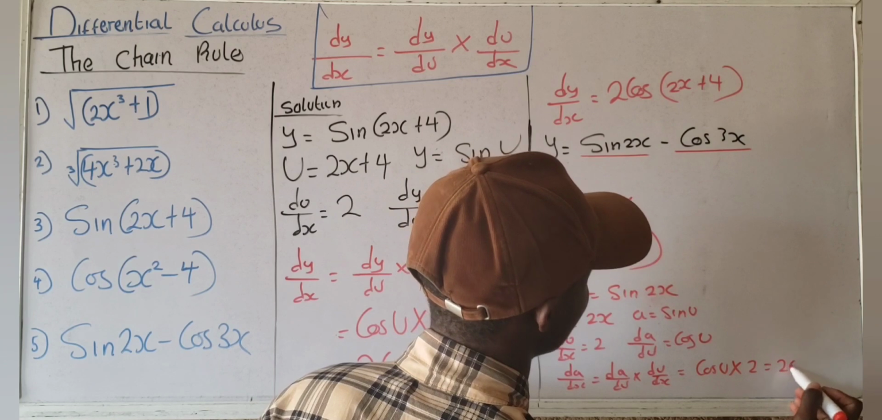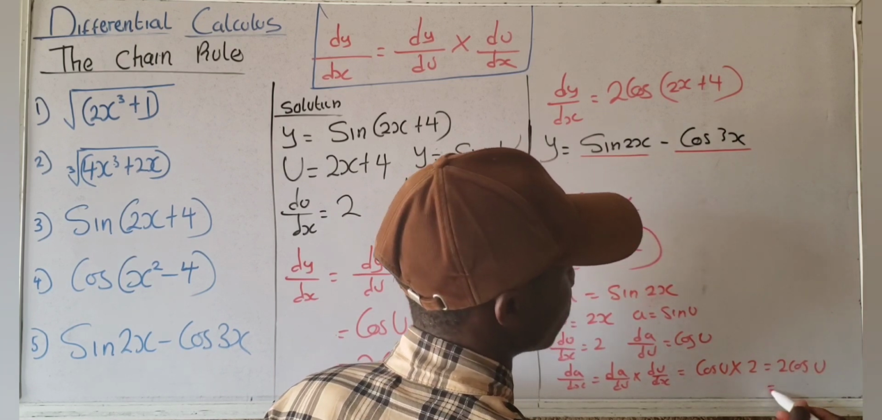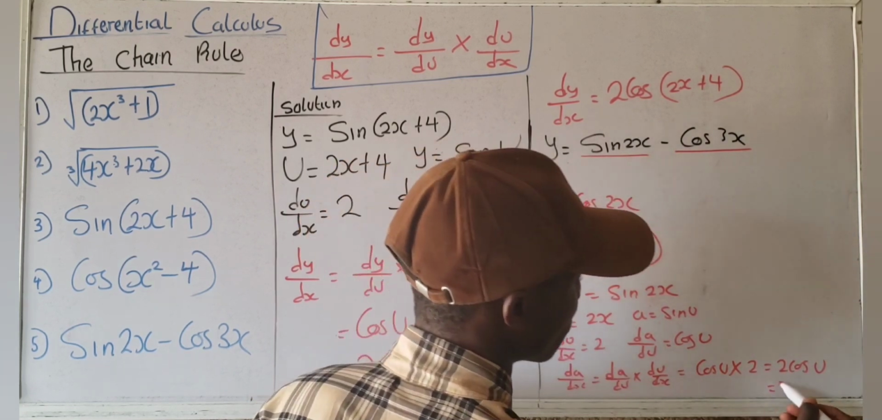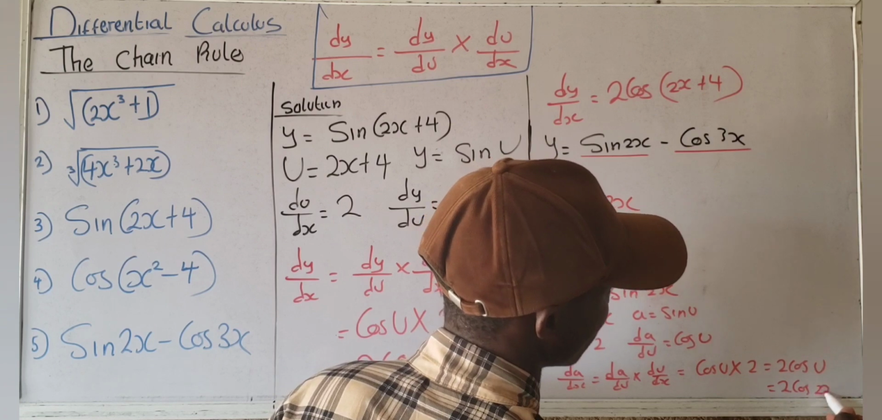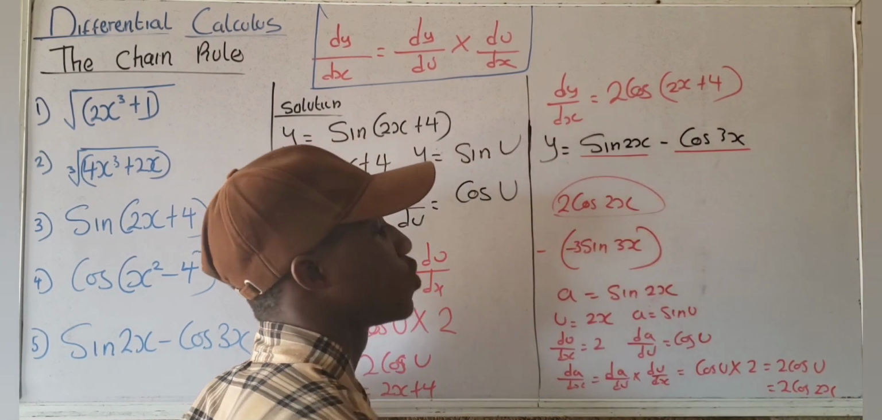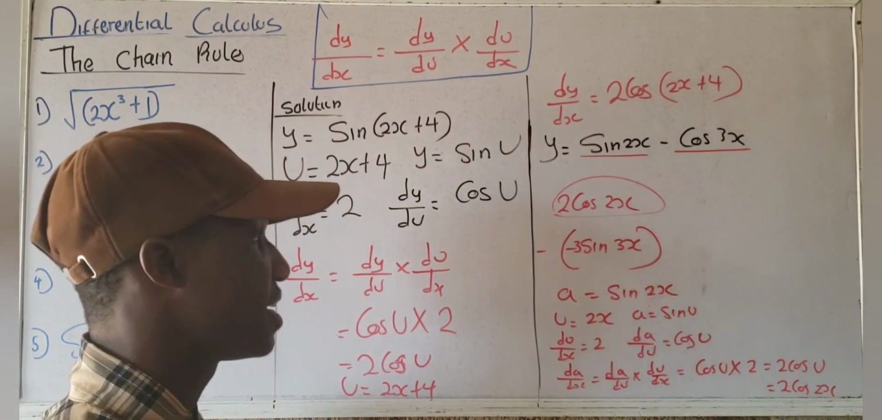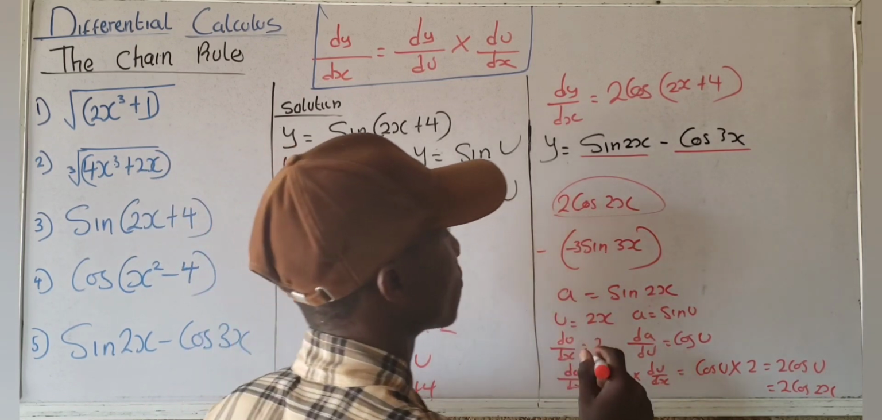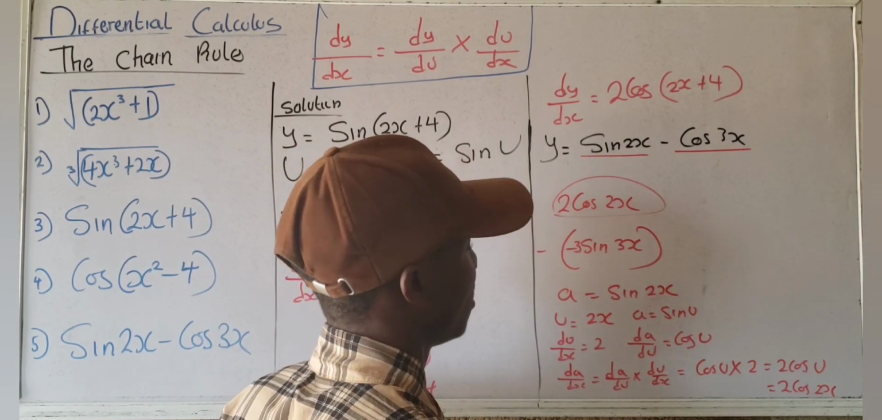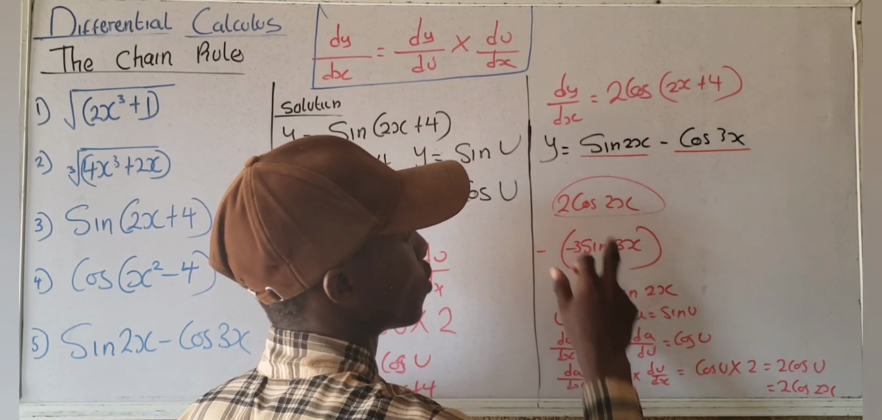So that is 2 cos u. Now, don't forget that u is 2x. So I'm going to have 2 cos 2x. That is how I arrive at 2 cos 2x. You understand? Okay? Now, let us proceed to differentiate the second function. I just showed you how I got 2 cos 2x.